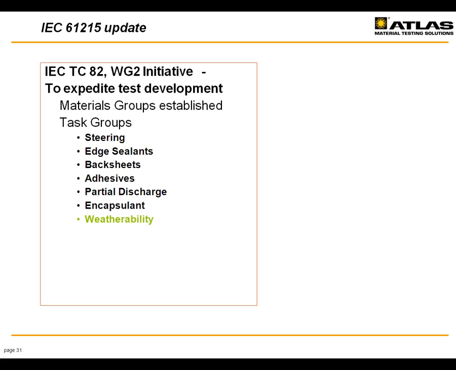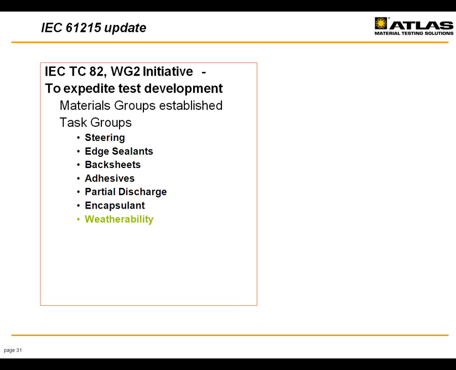Now, I mentioned before also that the IEC 61215 is working on cleaning up its own house. And to do that, they have decided that the best approach is to divide the PV materials group into different subgroups in order to tackle very specific slices of a really rather large and convoluted pie. So the task groups that were established are listed here. The steering group, which is the oversight group. There's the edge sealants group, backsheets group, adhesives group, partial discharge, and then encapsulants group.